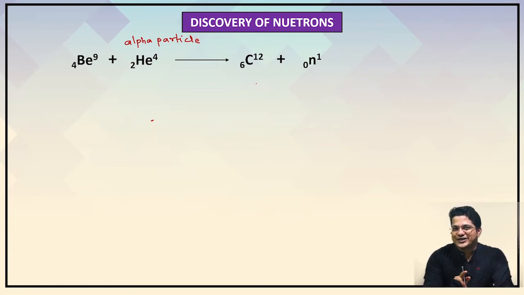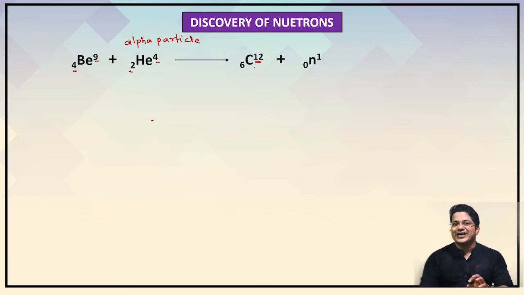If you consider the entire reaction, let's check. First of all, 4 plus 2 gives you 6. That's definitely right. Therefore, can I say the atomic number is conserved? Nothing has changed over there. But then, let's look at the atomic mass number. There is something happening over here. 9 plus 4 actually gives you 13, but over here in carbon, it's only 12, right?